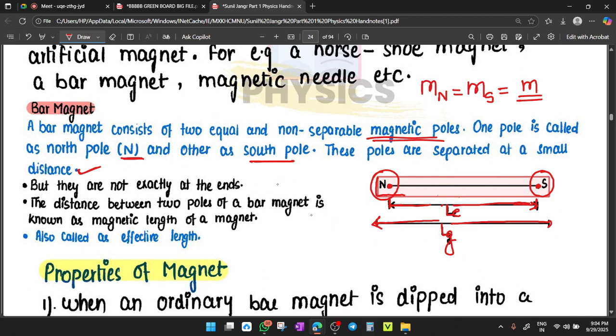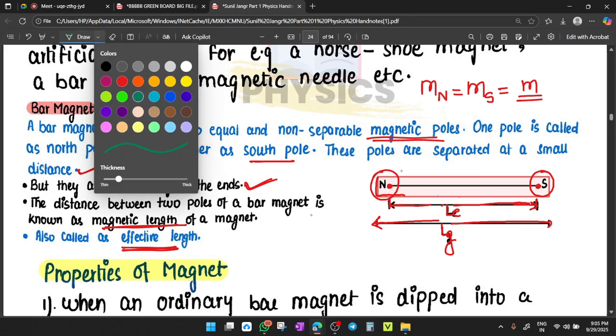The poles are not exactly at the end of the bar magnet. The distance between two poles of a bar magnet is known as the magnetic length. Remember, the distance between two poles is called magnetic length, and the distance from end to end is called geometric length. The magnetic length is also called effective length. So Nitin, the distance between two poles is called magnetic length or effective length. Is it clear?